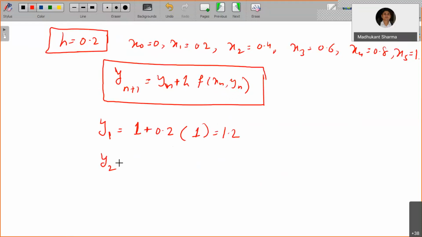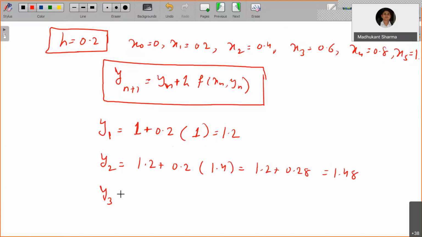So what is y2? y2 is equal to y1. So y1 is 1.2 plus 0.2 into f of x1 comma y1, which means x1 plus y1. So 0.2 plus 1.2 is going to be 1.4. So that's going to be 1.2 plus 0.28. Right? Okay, so that's going to be 1.48.